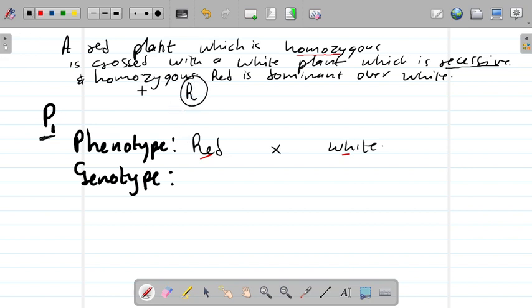Since this one is homozygous red, and we say red is represented by R, capital letter R, because red is dominant, and it is homozygous, meaning the alleles are identical, so it's capital R, capital R. It is crossed with a recessive white flowering plant. The recessive is going to be small letter r, and it's homozygous as well. Okay? So far so good?